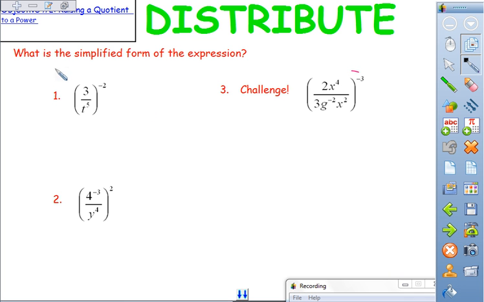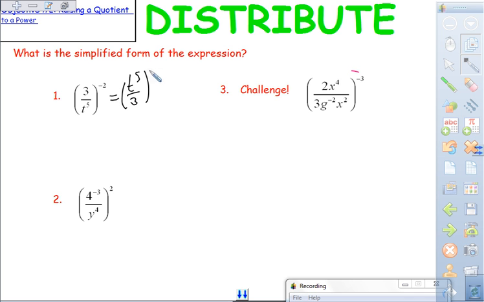Let's try some more. What is the simplified form of the expression, number 1? So I need to get rid of my negative, so I could do that first if I want. So let's flip our fraction. So t to the 5th divided by 3. So now it just becomes a 2. And now I can distribute. Square the top, square the bottom. So 5 squared is going to be power to a power, we multiply. And then on the bottom, 3 squared.